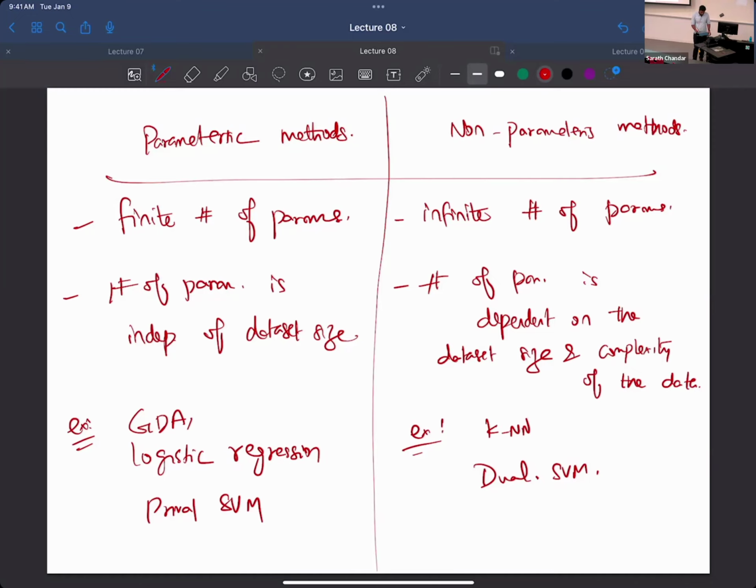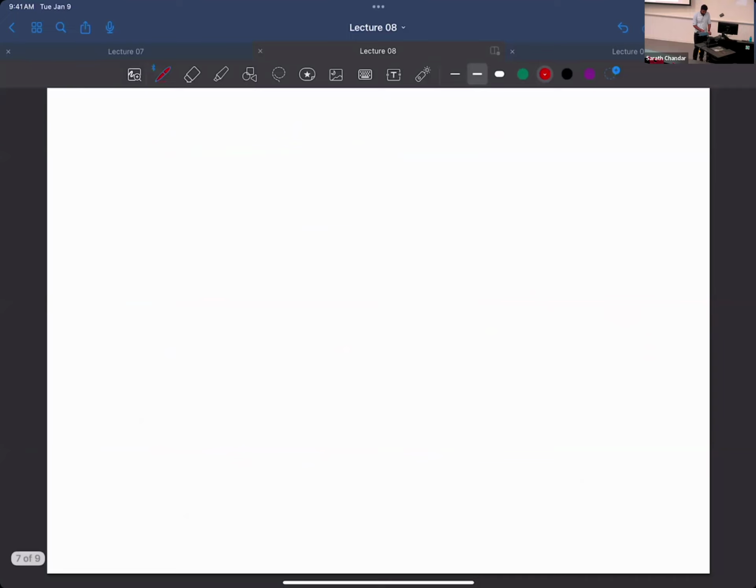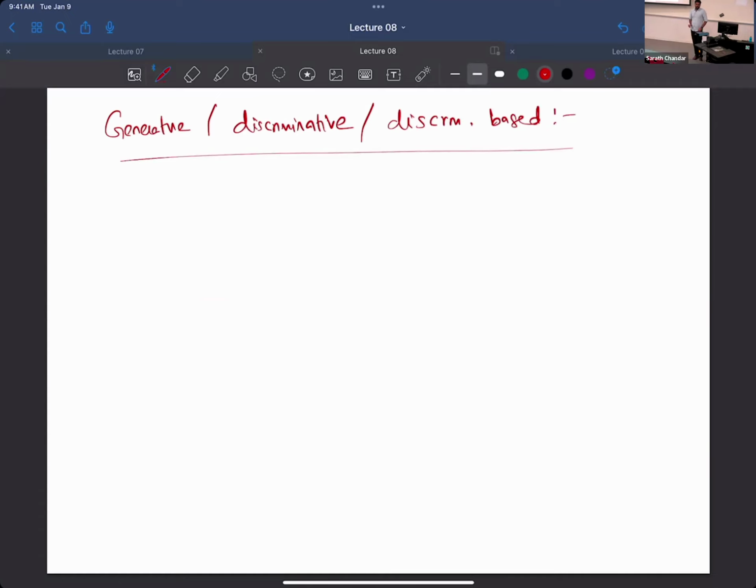Okay, so now I want to go back to the discussion on generative versus discriminative versus discriminant based methods. We are going to talk about when to use what, what the trade-offs are. Okay, so first let's start with generative models.